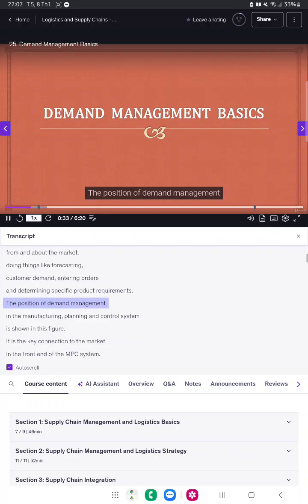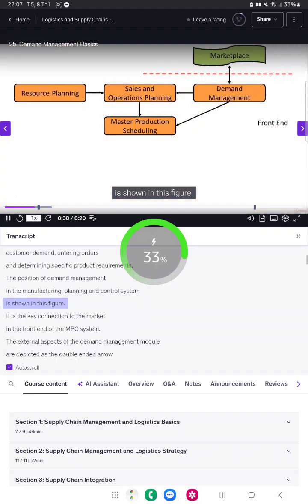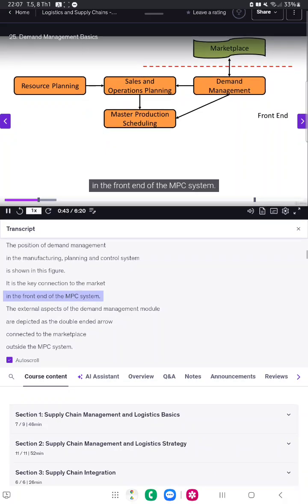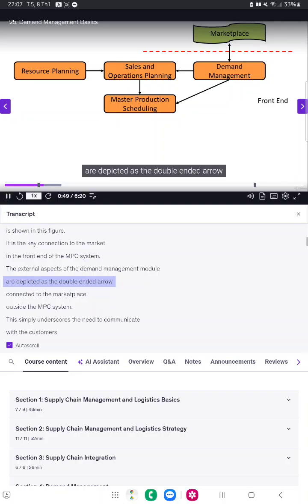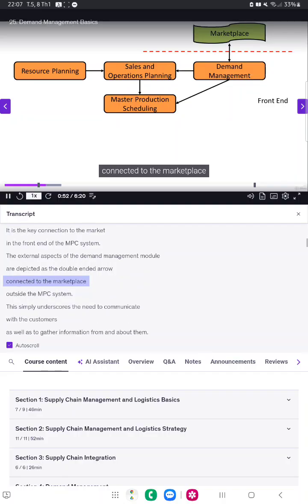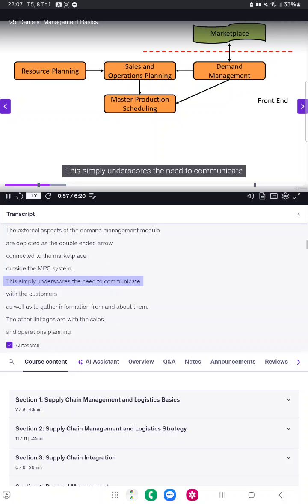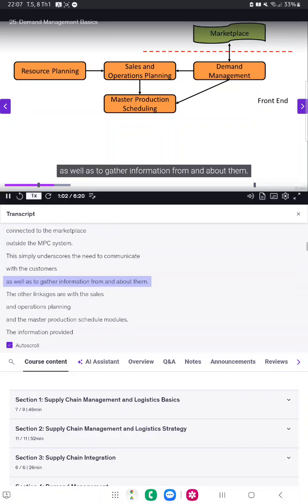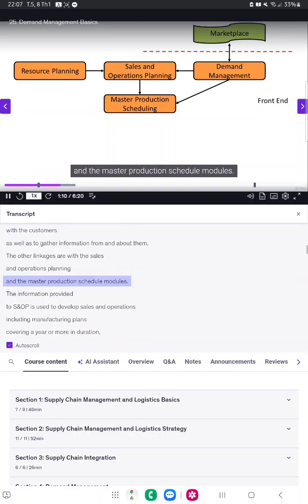The position of demand management in the manufacturing planning and control system is shown in this figure. It is the key connection to the market in the front end of the MPC system. The external aspects of the demand management module are depicted as the double-ended arrow connected to the marketplace outside the MPC system. This simply underscores the need to communicate with the customers as well as to gather information from and about them. The other linkages are with the sales and operations planning and the master production schedule modules.